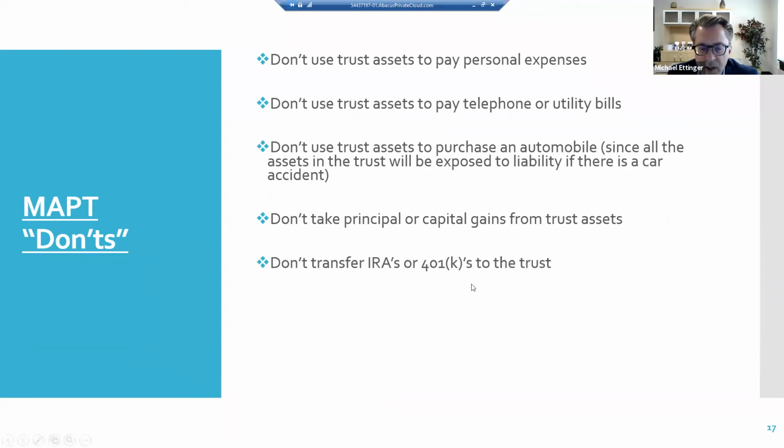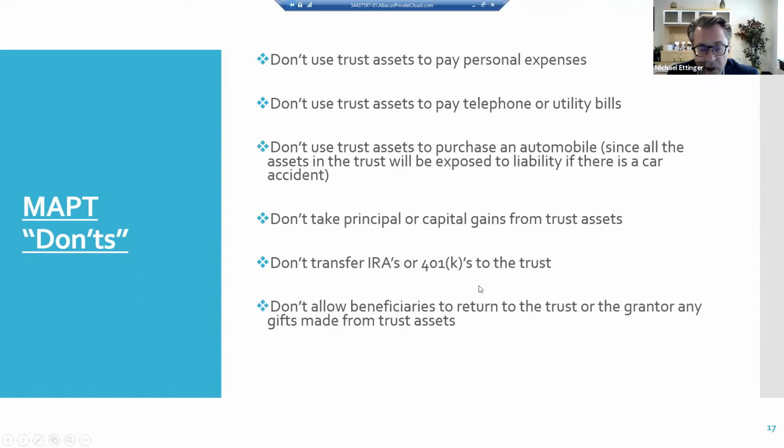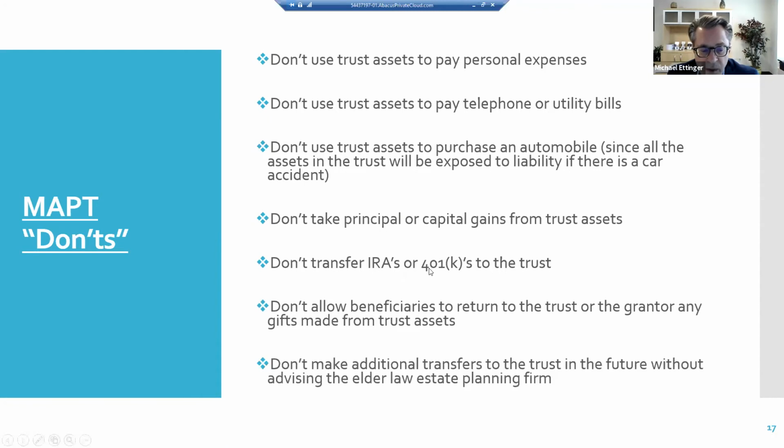Don't transfer IRAs or 401ks to the trust. First of all, all the taxes will become due. That's a taxable event, but there's no need to put them in the trust. They're exempt from Medicaid and they're exempt from probate. They have a designated beneficiary. Don't allow beneficiaries to give back to the trust or to the grantor any gift made from trust assets. Don't make additional transfers to the trust in the future without letting us know, because we're keeping track of the look back for you.